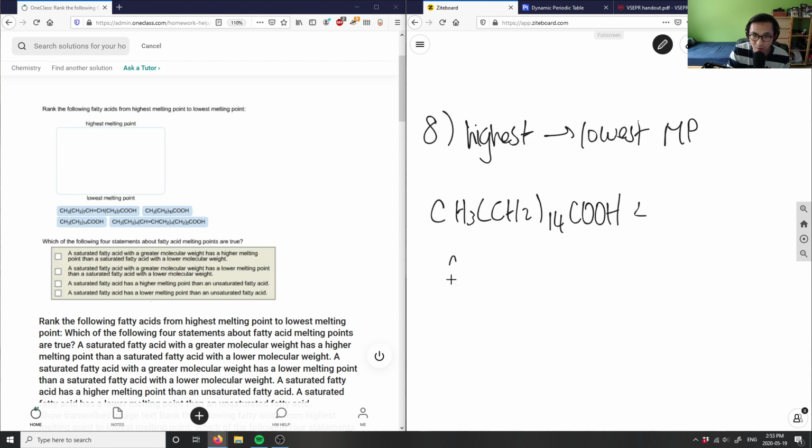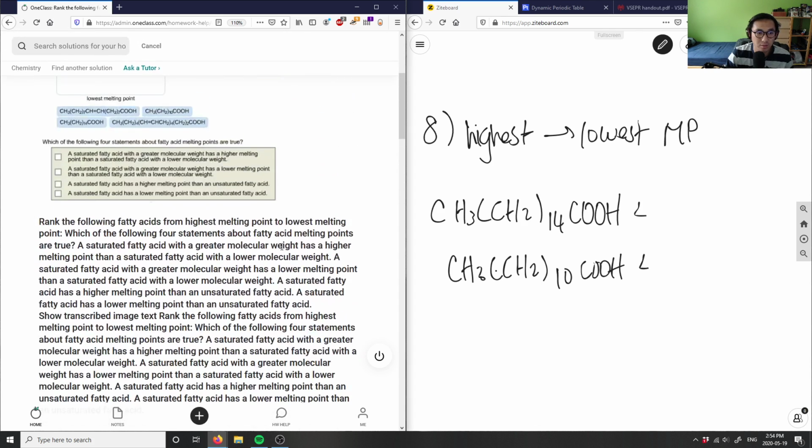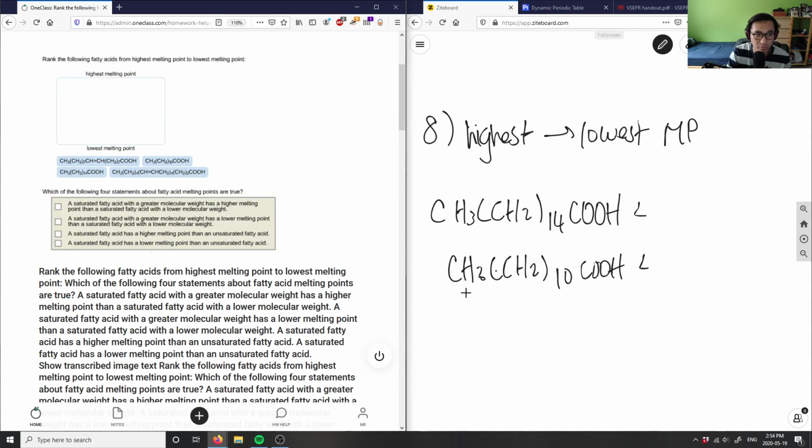Next is going to be the second longest straight chain alkane, which is CH3, CH2 10, COOH. And then I'm going to compare the alkenes together, and it depends on the size of the alkene. In this case, this is a 7, and this is a 7, a 4, and a 4. So this is going to be the next guy here: CH3, CH2 7, it will be the third highest. So that's what this is. And then finally, it's the last guy here. So they ranked it correctly here, which is good.